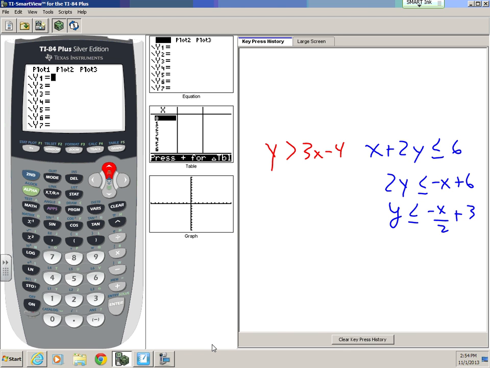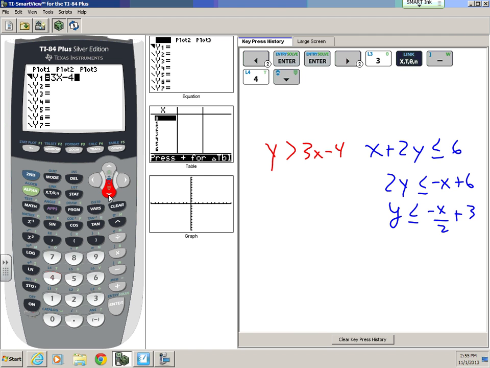Now, one of the differences is I want to tell the calculator that it's an inequality. On this particular type of calculator, the way that's done is I move my cursor all the way over to the left, and you'll see it blinking. I'm going to hit enter until I get a triangle, and you'll see the triangles blinking above. That is telling me it's greater than. Okay? Then I'm going to input my inequality, 3x minus 4.